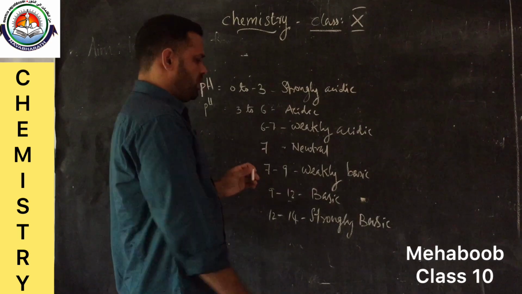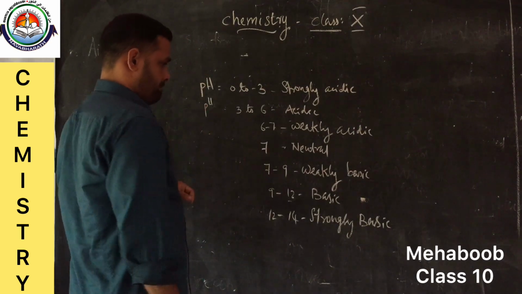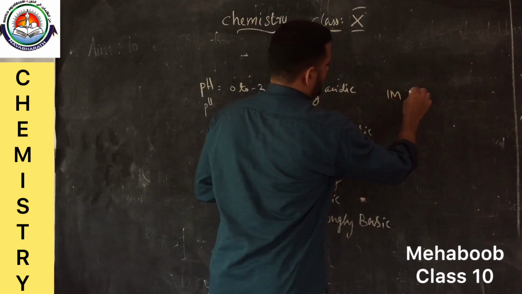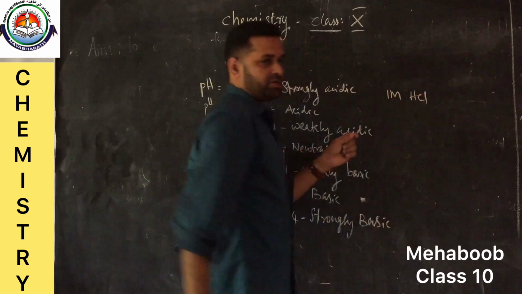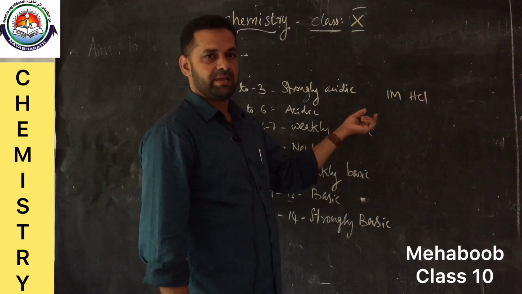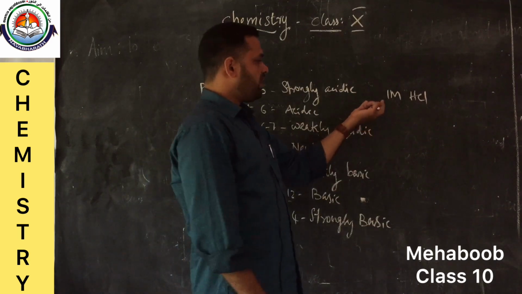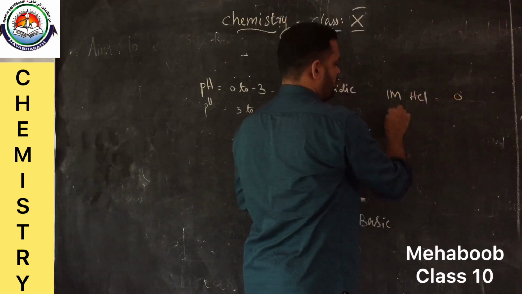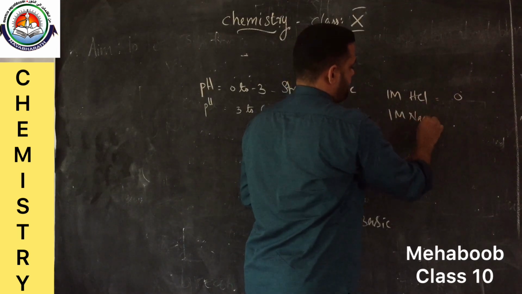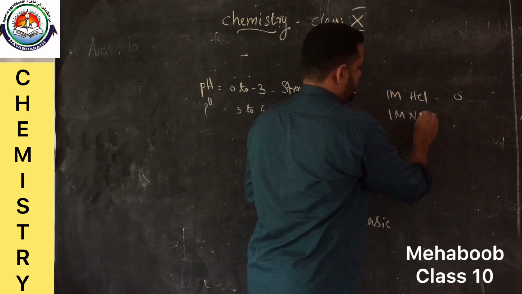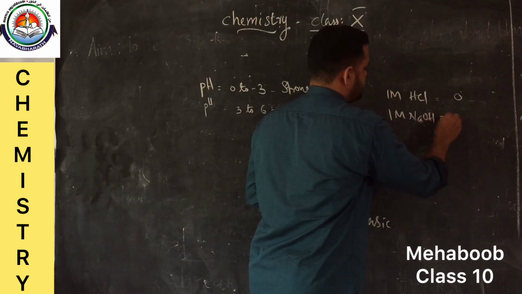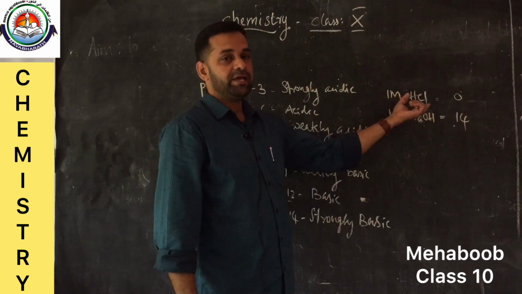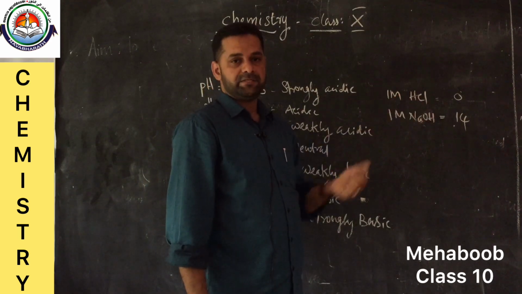For example, 1 molar HCl. Molar, I told you, is how the concentration can be represented. 1 molar HCl has a pH value of 0. 1 molar NaOH, sodium hydroxide, has a pH value of 14. It means it is strongly basic in nature.